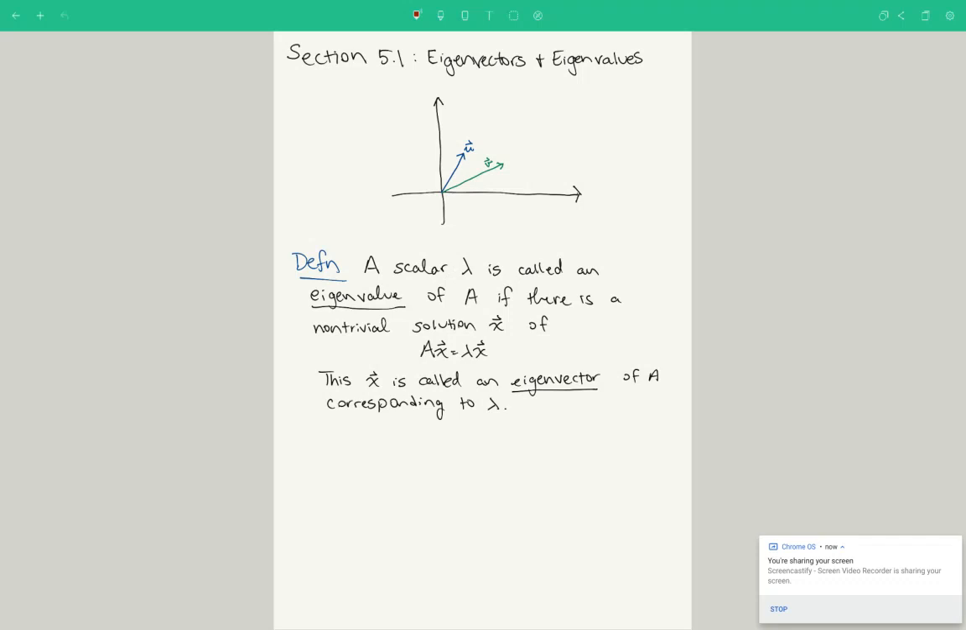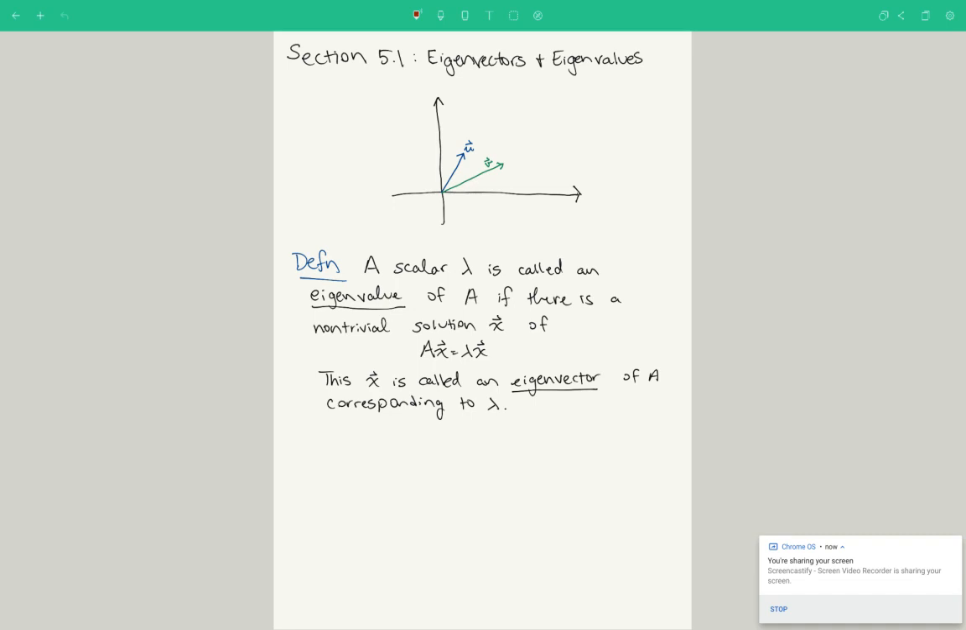Today we're going to be talking about section 5.1 from your textbook. This is a section on eigenvectors and eigenvalues. Before break, we had talked about matrix multiplication as a transformation. So if we multiply a matrix times a vector, that takes that vector and sends it to a different spot.